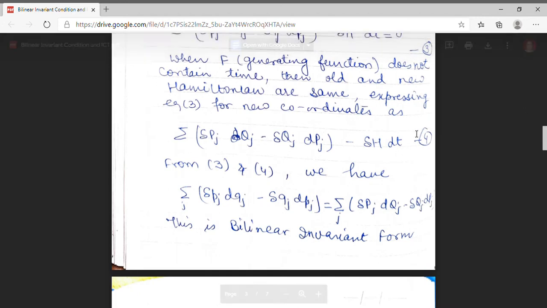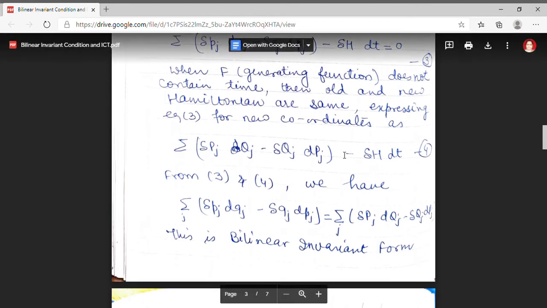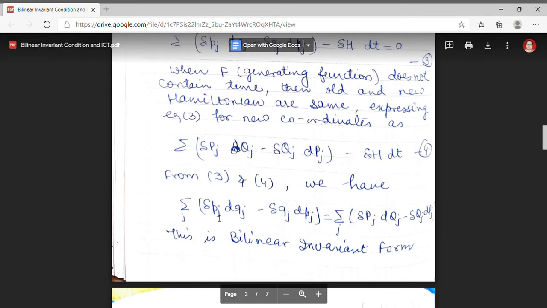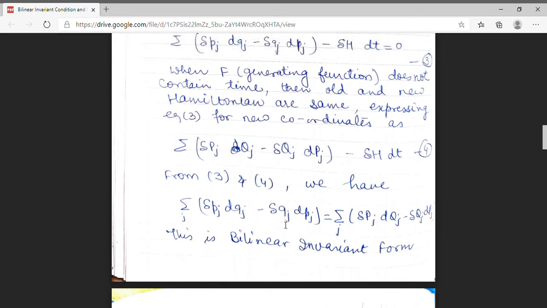On comparing these two expressions, we can see that the terms del Pj dQj minus del Qj dPj are similar to the terms del capital Pj dQj minus del Qj dPj. This is the bilinear invariant form. So in order to show whether the transformation is canonical or not, we have to prove this by the bilinear invariant condition.